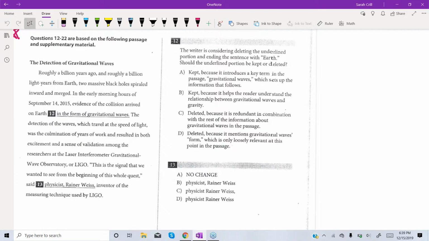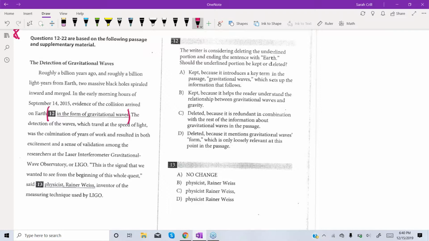So this passage is called The Detection of Gravitational Waves. Roughly 1 billion years ago and roughly 1 billion light years from Earth, two massive black holes spiraled inward and merged. In the early morning hours of September 14, 2015, evidence of the collision arrived on Earth in the form of gravitational waves. So, for number 12, it says, the writer is considering deleting the underlined portion and ending the sentence with just Earth. So they would just take this whole thing out of the sentence. Should it be kept or deleted?